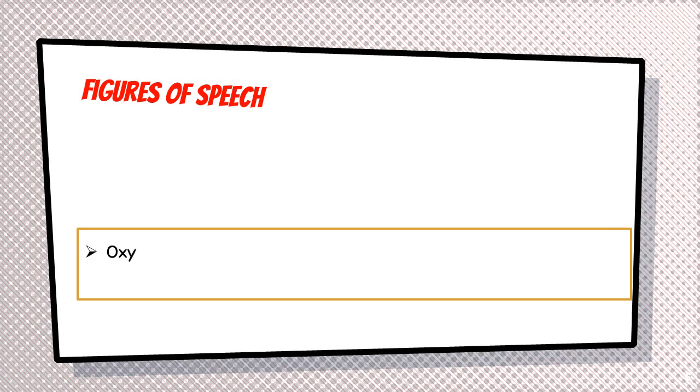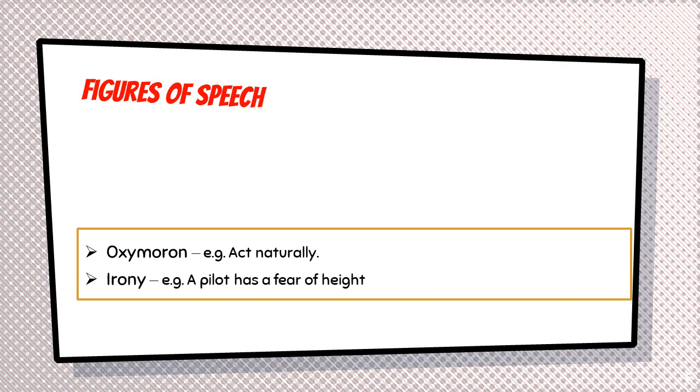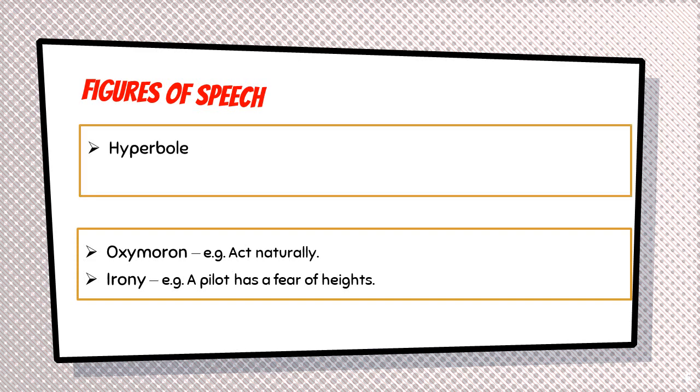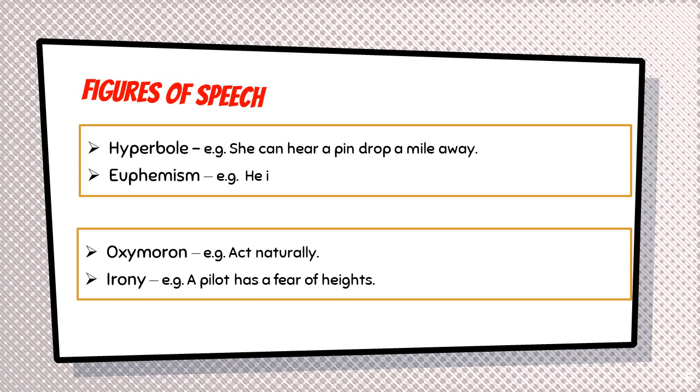Let's look at a few more. Oxymoron is a figure of speech where contradictory terms are placed together. Irony is a statement that seems contrary to what is expected. Hyperbole is an exaggeration, whereas euphemism is saying something harsh in a very mild way.